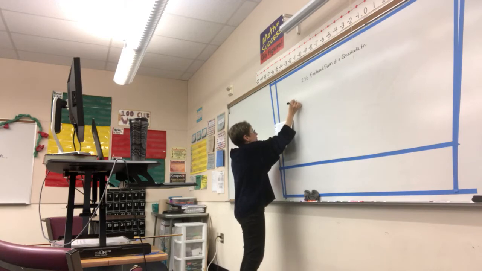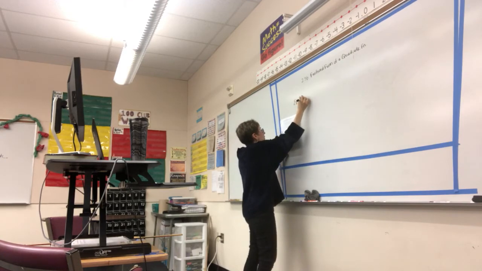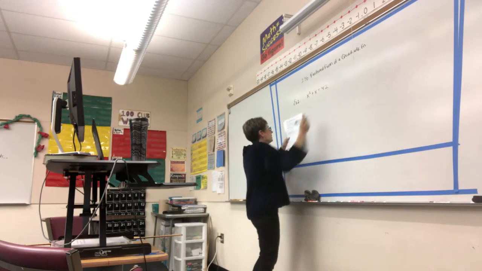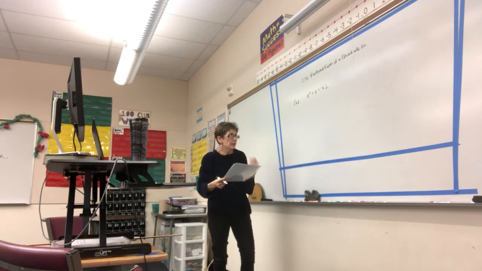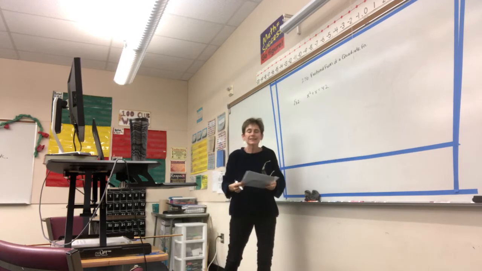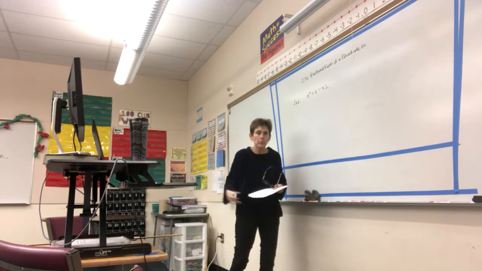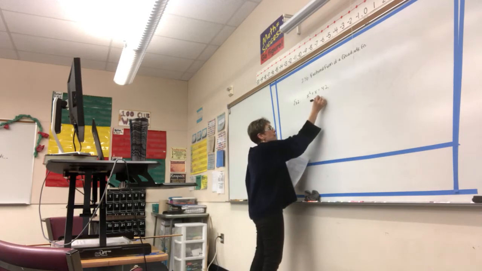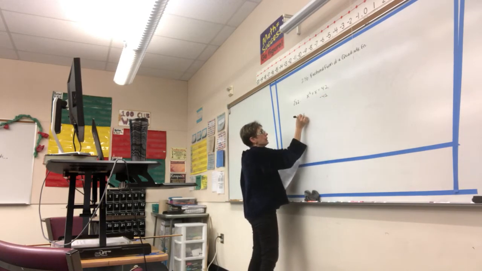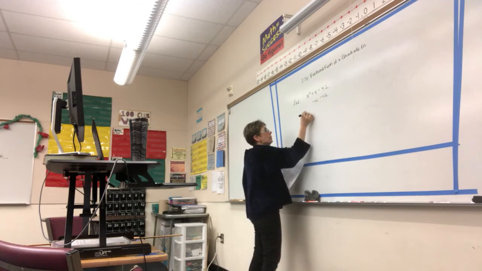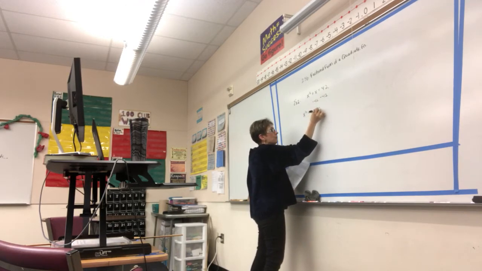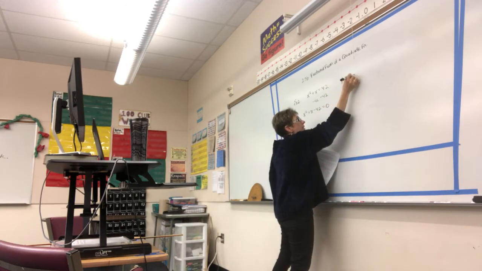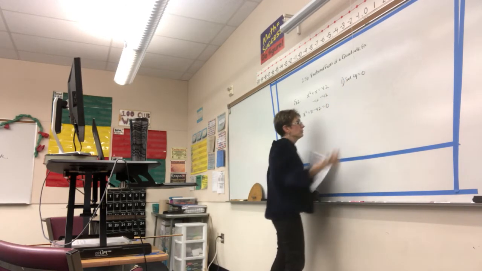So example number 2 is to solve x squared plus x equals 42. The first thing we always need to do is to set our equation equal to 0. So what we're going to do is subtract 42 from both sides. So we're going to have x squared plus x minus 42 equals 0. So step 1 is to set the equation equal to 0.